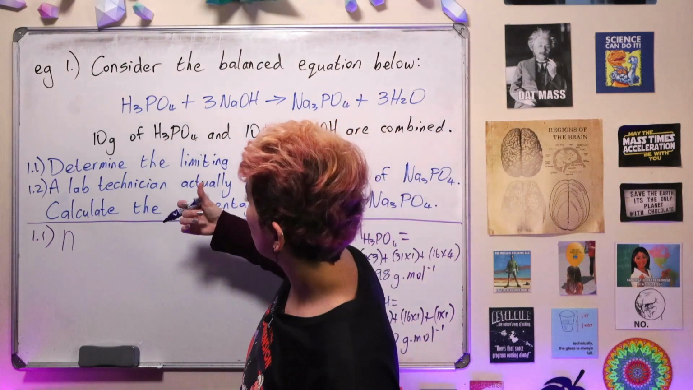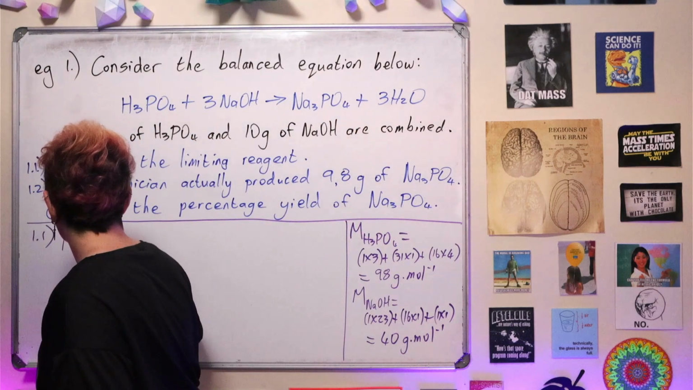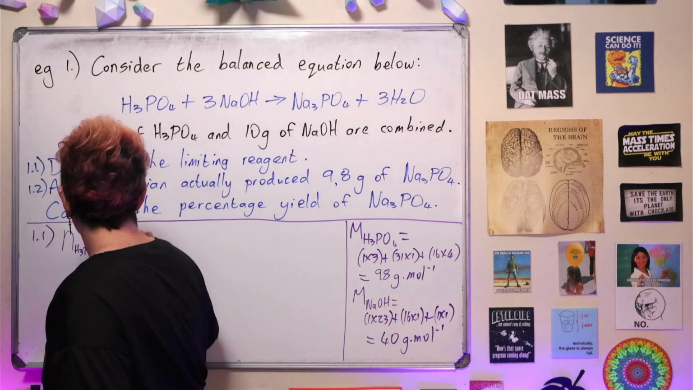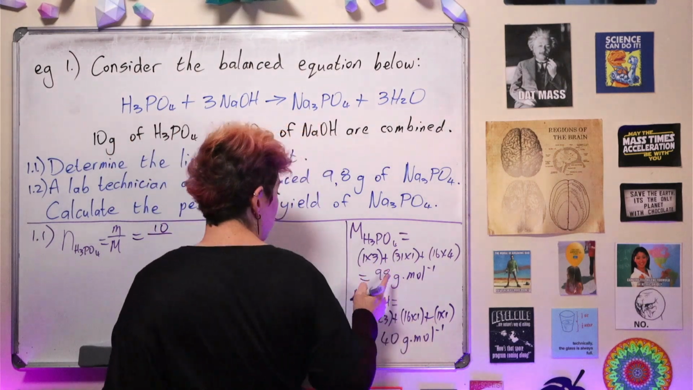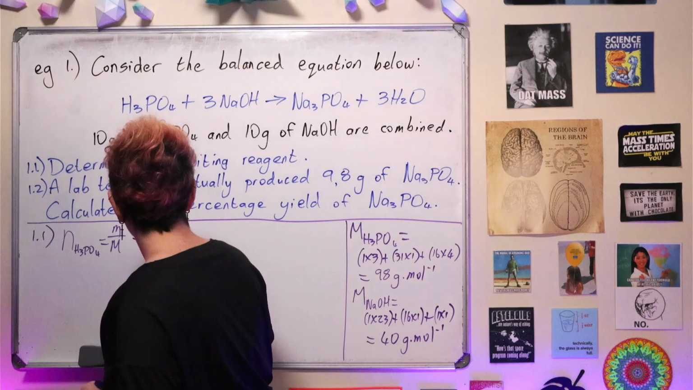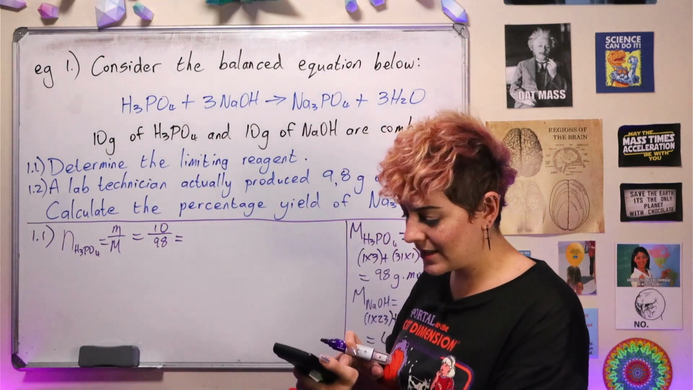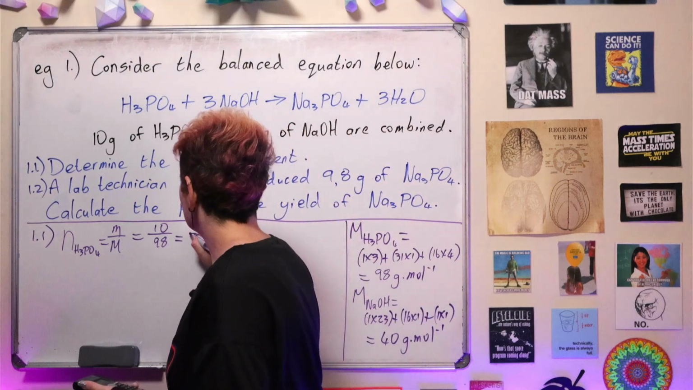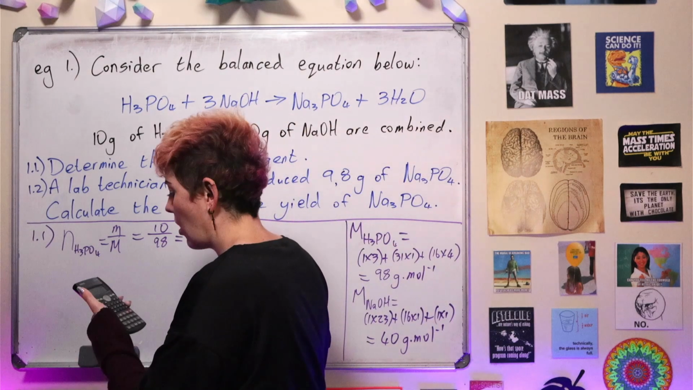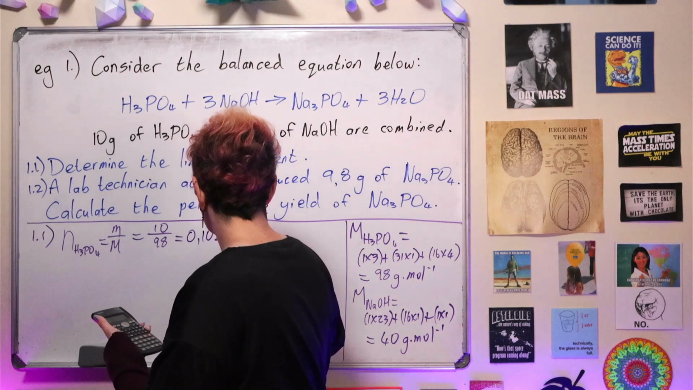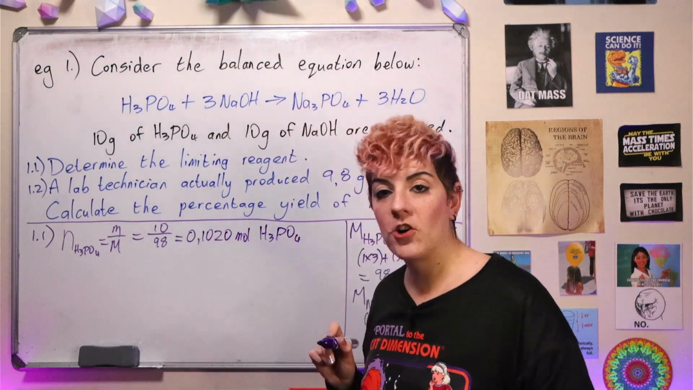So let's first work out the moles of H3PO4. It's going to be mass over molar mass. So it's going to be 10 grams over our molar mass of 98. And let's quickly work that out. 10 divided by 98 gives us a number of moles of 0,1020, and that's moles of your H3PO4, or phosphoric acid.